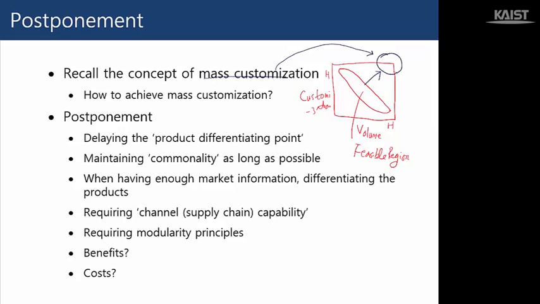One way to achieve mass customization is to adopt postponement, the concept of postponement. It's delaying the product differentiation point. And it maintains commonality among different products as long as possible. And then when we have enough information about the market demand, then we can differentiate the product. And this is called channel capability. I want to make a distinction between channel capability and individual capability.